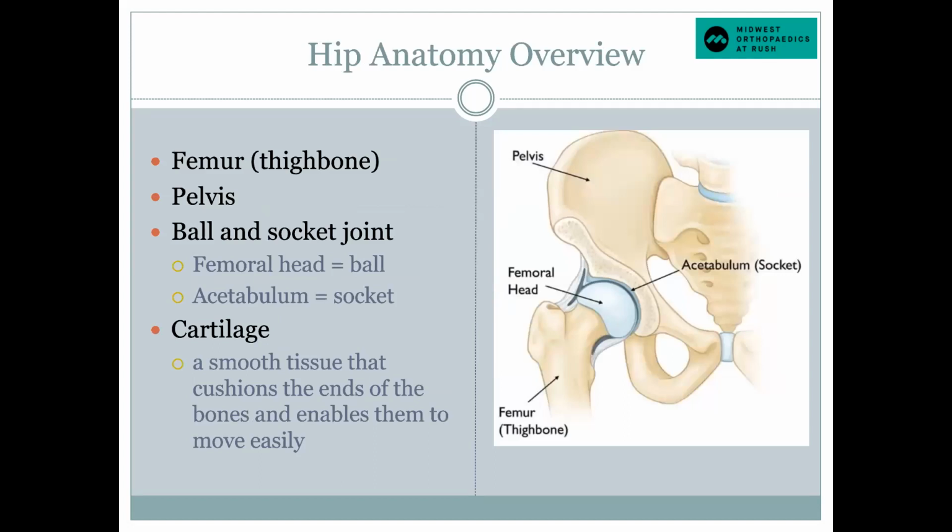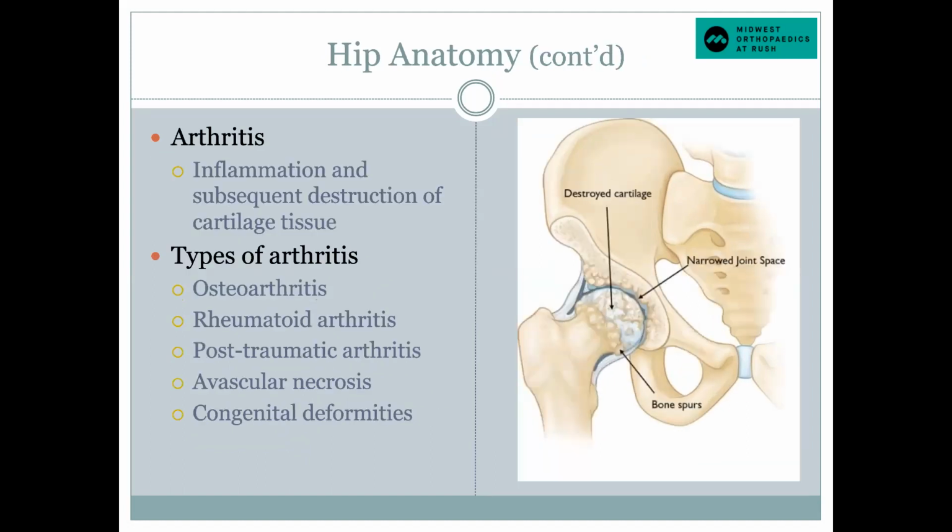We will move on to hip anatomy. So the hip is made up of the femur, which is the thigh bone, the pelvis, the ball and socket joint, which includes the femoral head as the ball and the acetabulum as the socket, and then the cartilage in between, providing that fluid range of motion. Again, arthritis is the inflammation and destruction of that cartilage tissue, and the types of hip arthritis include osteoarthritis, rheumatoid arthritis, post-traumatic arthritis, avascular necrosis, and congenital deformities.